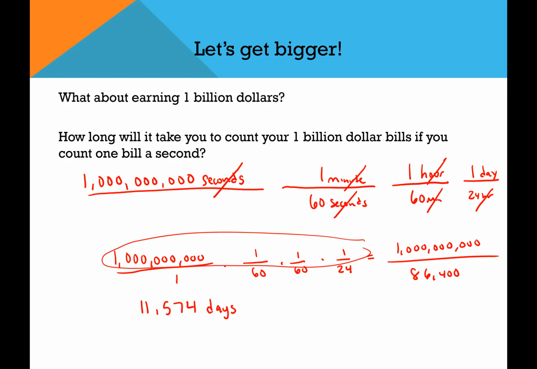If you took a second to count every single bill for $1 billion, it would take you 11,574 days. Let's figure out how many years that is. Well, there's 365 days in a year. So if I divide that, we're talking roughly 32 years, a little bit less than that. That's how big $1 billion is. You're literally sitting down every second and counting your money, and that's for 32 years. And think about some of the richest people who have way more than $1 billion.